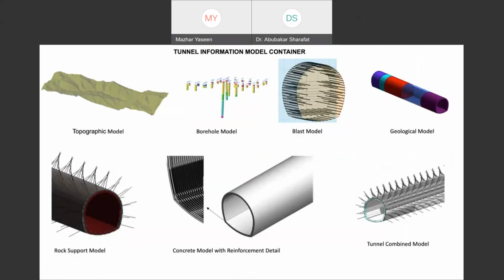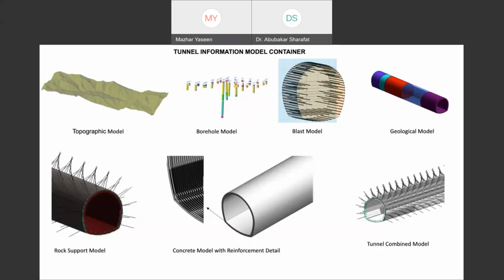Okay, so this is like a tunnel information model container, or we can call it a multi-model container. We can have a topographic model, which shows you all the domains. Then you can have the borehole model, and then there can be a blasting model, a geological model, a rock support model, and a concrete lining, which includes the reinforcement detail and everything. And there can be one model which combines all this information.